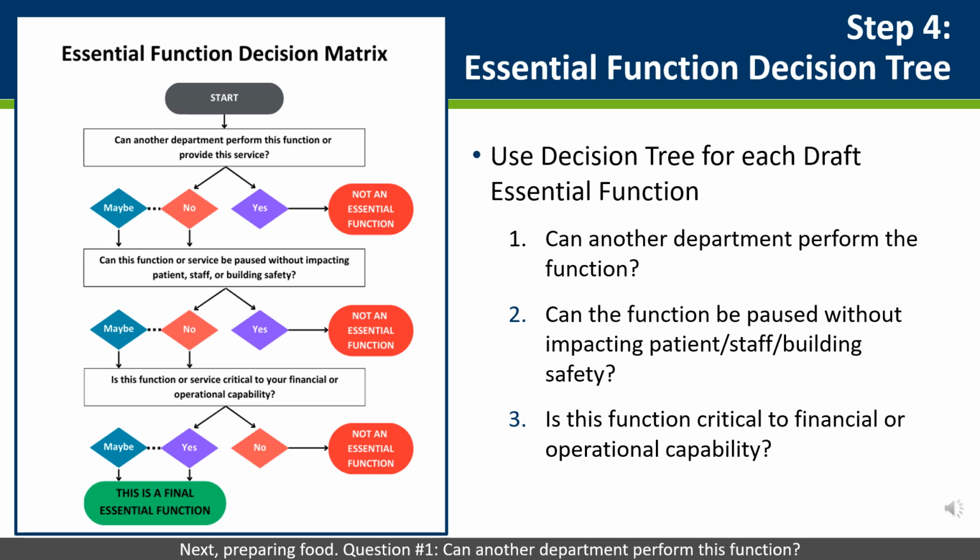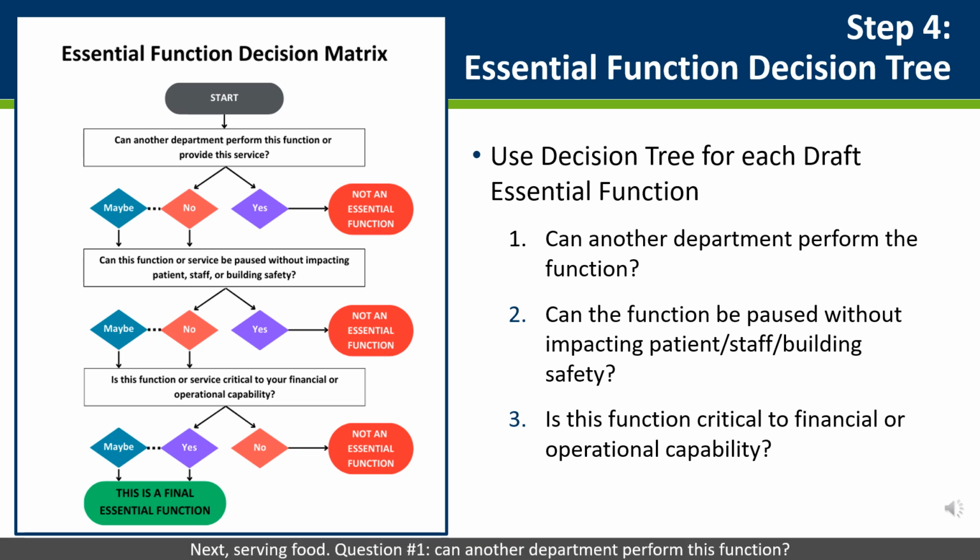Next, preparing food. Question number 1, can another department perform this function? I would say no. Preparing food in a hospital kitchen takes some specific skill that only food service has. So we move on to question number 2. Can this function or service be paused without impacting patient, staff, or building safety? I would say no. We move on to question 3. Is this function or service critical to the financial or operational capabilities? Yes. Preparing food is critical to our operational capability and is an essential function.